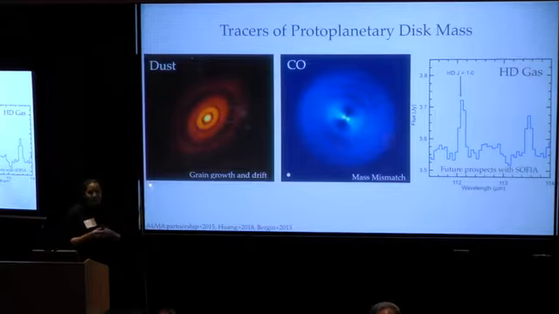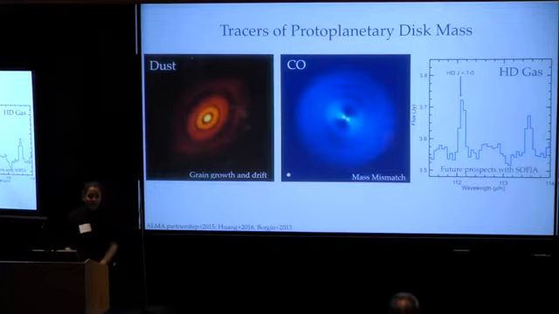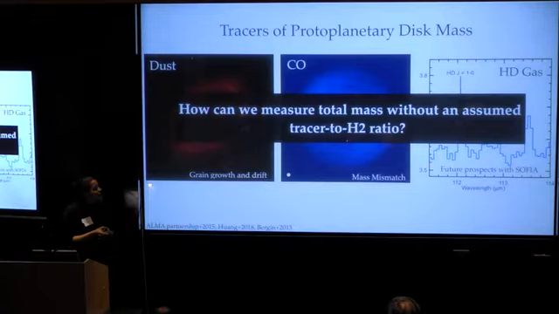You can also trace total gas mass in disks by measuring HD emission. So this probes the warm gas in disks and is a hydrogen molecule line. However, without Herschel, these measurements are not possible, although there are future prospects of doing this for some of the brightest disks with SOFIA. However, the question remains, how can we measure the total gas disk mass without an assumed tracer to H2 ratio?